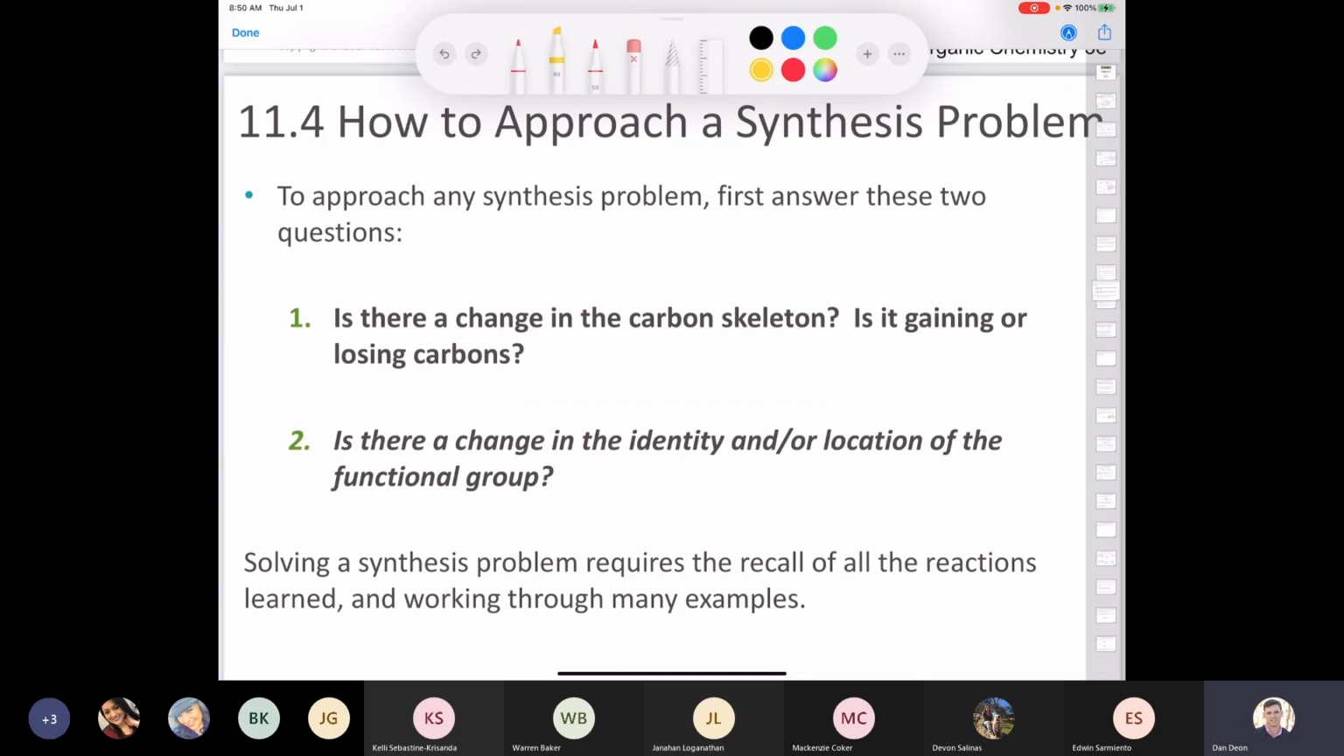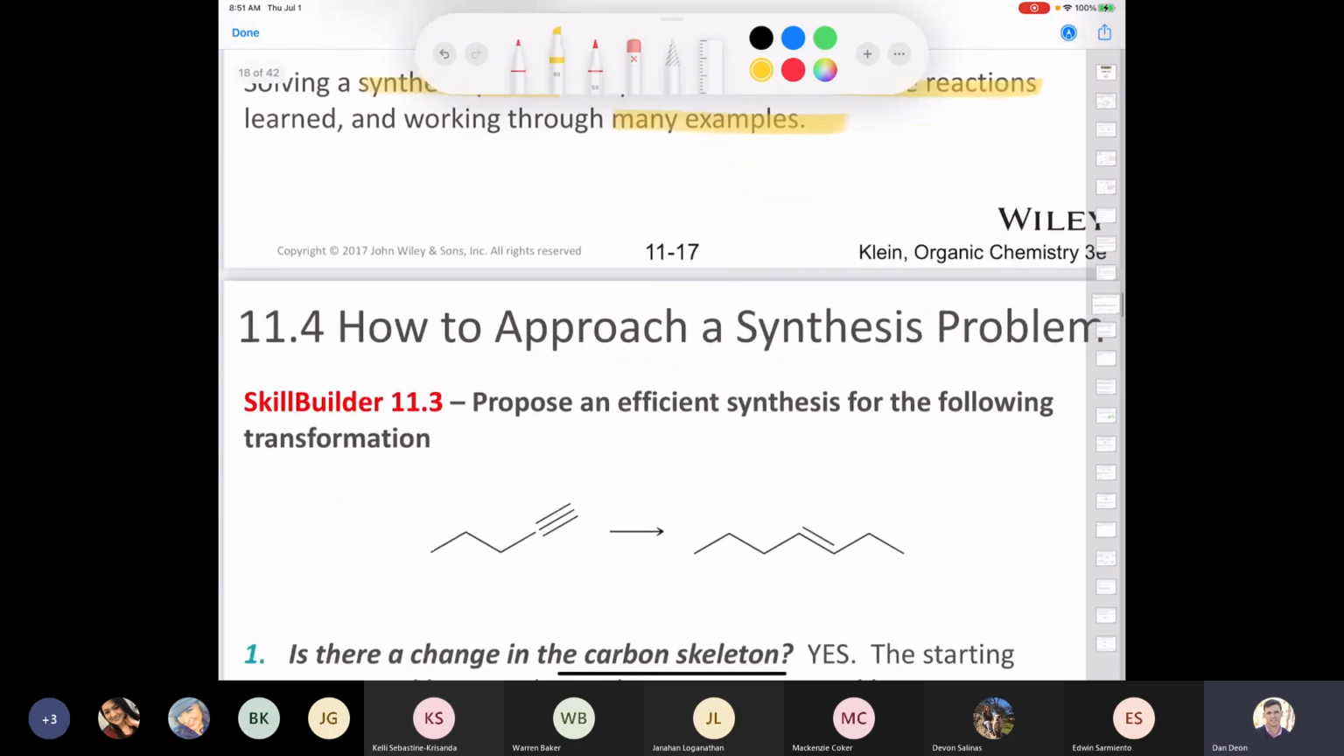And then is there a change in identity and location of functional groups? So for that, it's more like your chapter 7 chemistry, where you have to do Hofmann and Zaitsev elimination and stuff like that. But again, and I'm kind of repeating myself, I sound like a broken record here, but in order to solve a synthesis problem, okay, you've got to be able to recall all of the reactions that we've learned, and you've got to work through many, many examples. Well, the fact that it's on a slide proves that if you're like, well, I have to practice a lot. Well, it's not just you. It's everybody who has ever taken this class and everybody who ever will and everybody who teaches it too, okay, has to practice a lot.